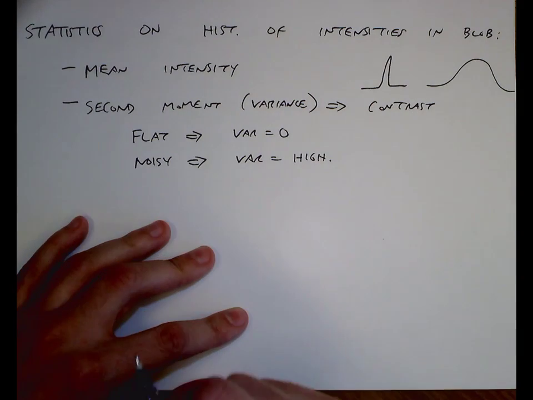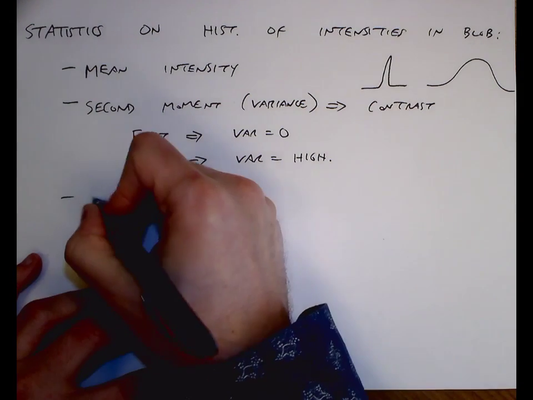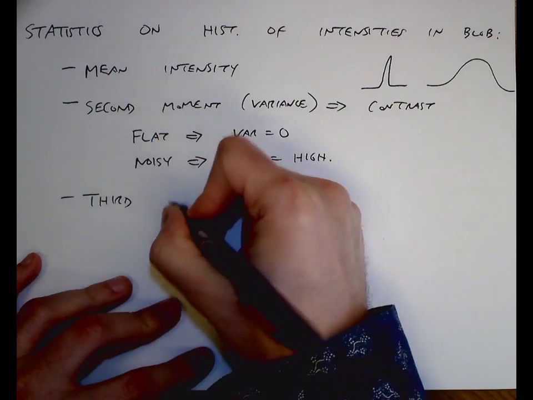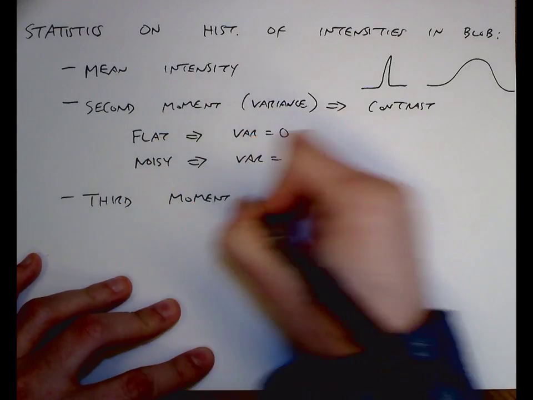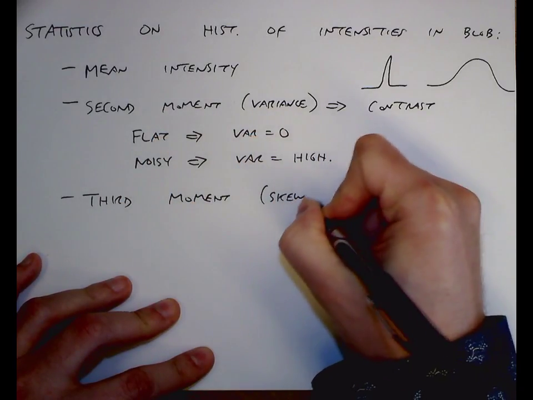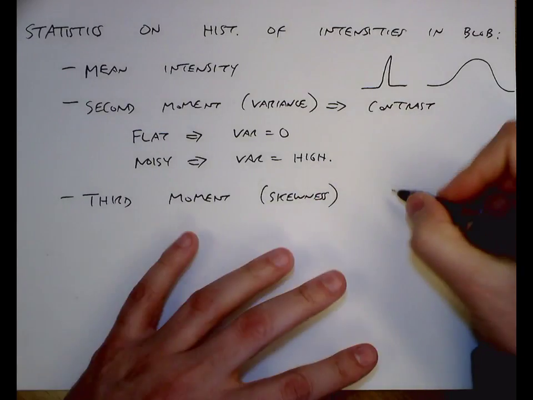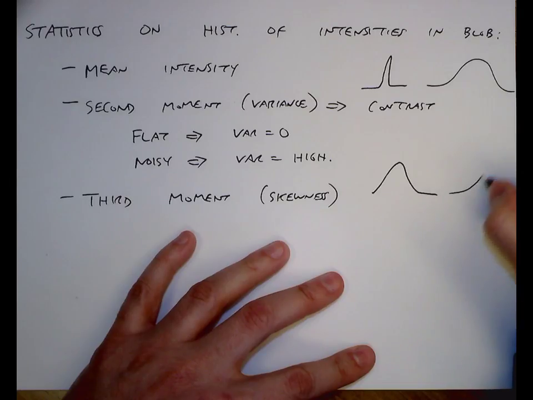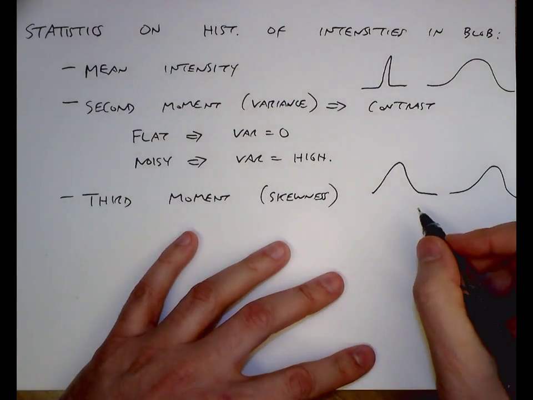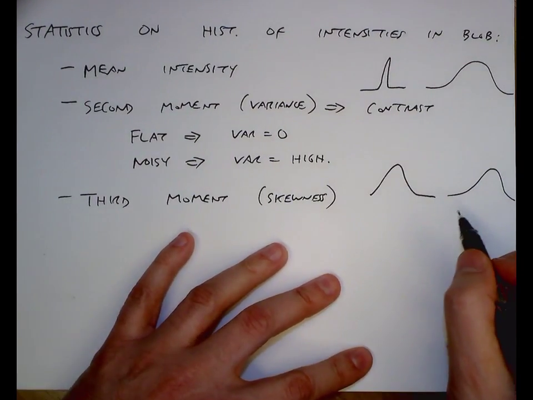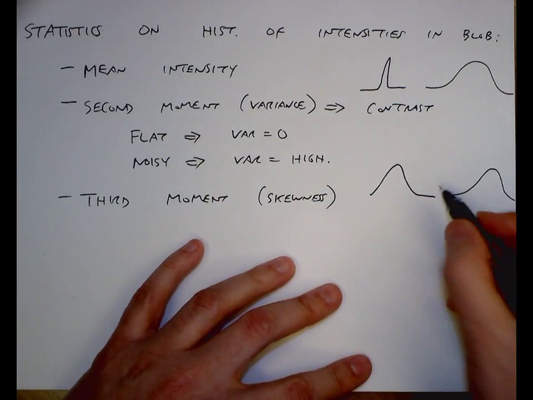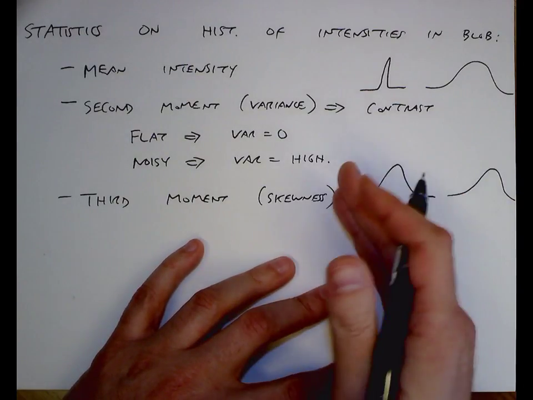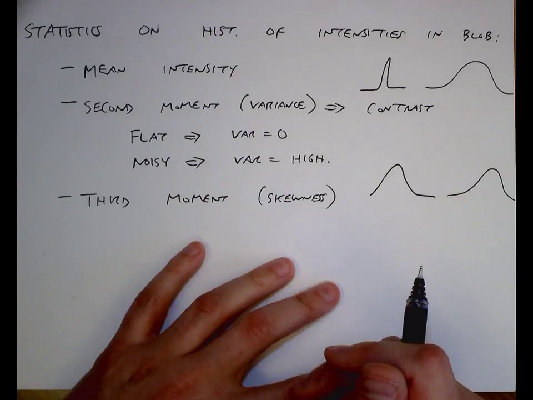And then if I wanted to, I could do even more fancy stuff. There's something called the third moment, which is known as the skew or the skewness. The third moment can basically tell you, is my histogram off to the left or off to the right? So these two histograms could have the same mean, but it tells me which direction of the mean most of the mass is on, right? So is it locally brighter or locally darker, right?